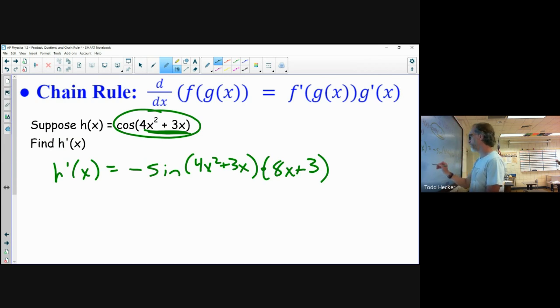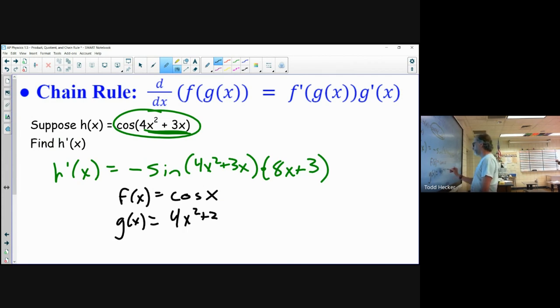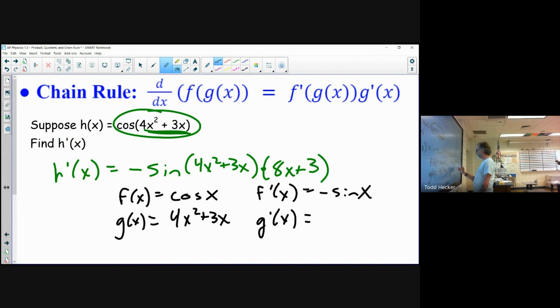Now, if it helps, you can break it up into chunks like I started to do, where you go, all right, well, let's see. So f of x is cosine x. g of x is 4x squared plus 3x. f prime of x is negative sine x. g prime of x is 8x plus 3.